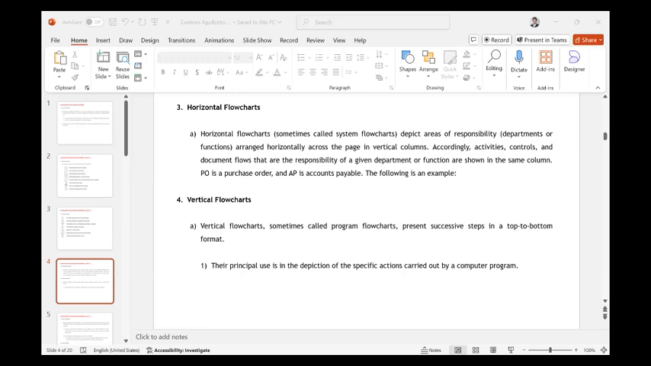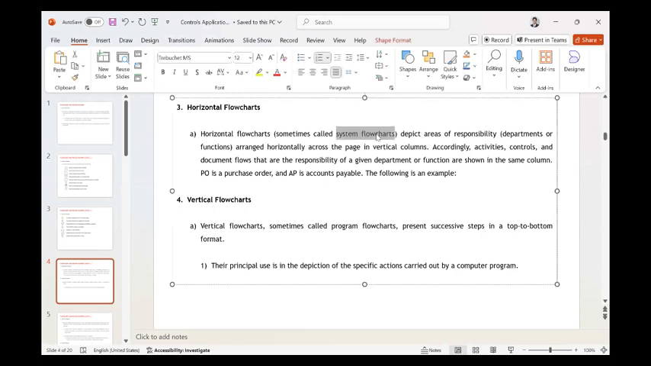But if you see a flow chart where they cut across various departments, where the process moves from left to right, and at the top you get the names of the departments, then you see how the process cuts across various departments. You have vertical, then that would be a horizontal flowchart. And the other name is system flowchart. Just remember that, in case they ask you at the exam.